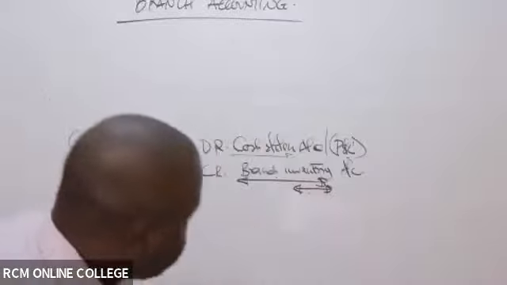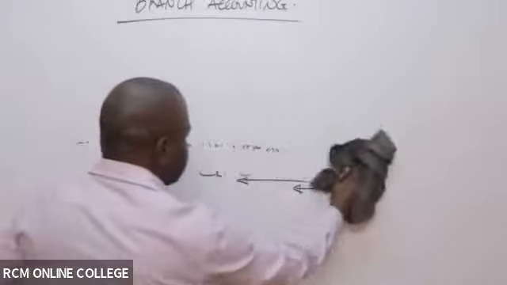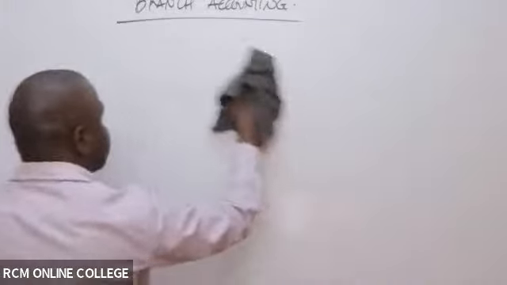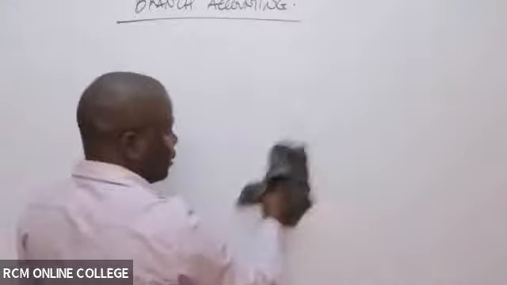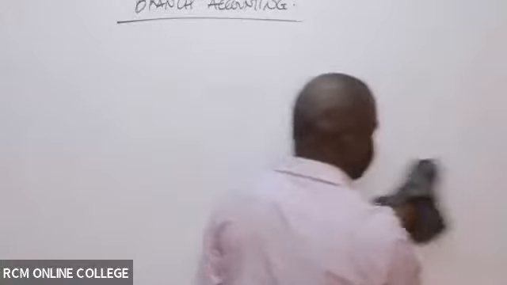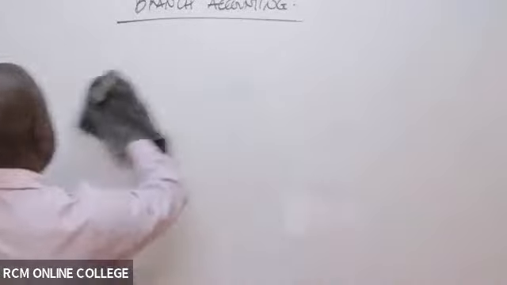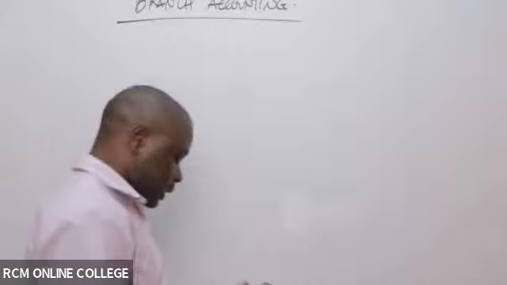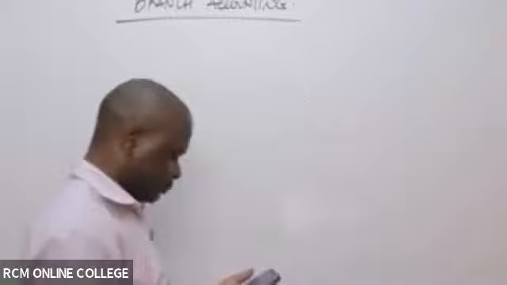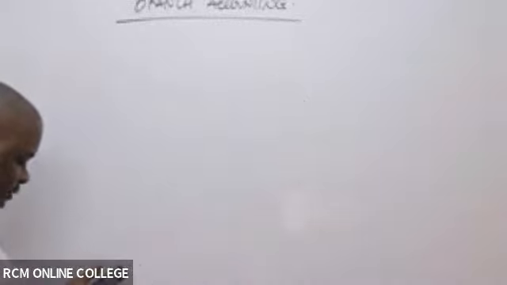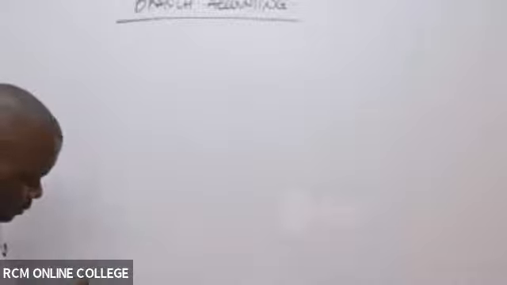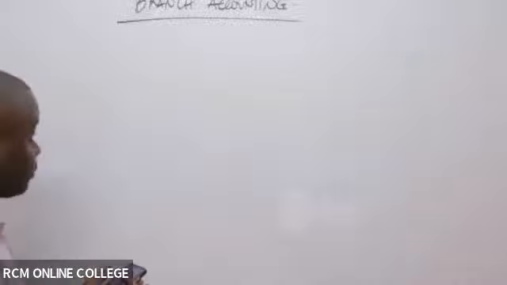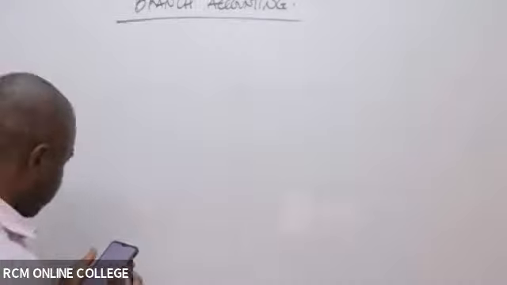So we can look at an illustration. Just be keen with what is going to happen so that you can understand. Once you understand the illustration, you'll know how to deal with branch accounts or independent branches accounts. I'll present it here very fast. It is a very short illustration, so you can write.